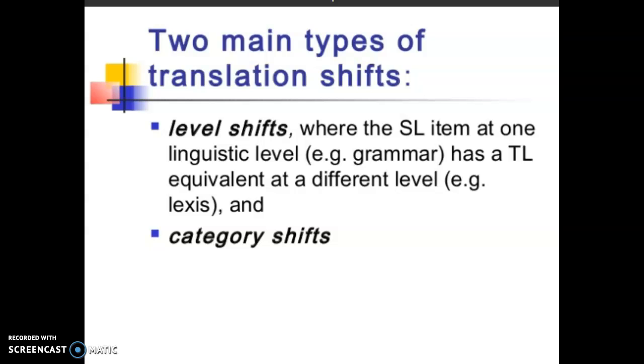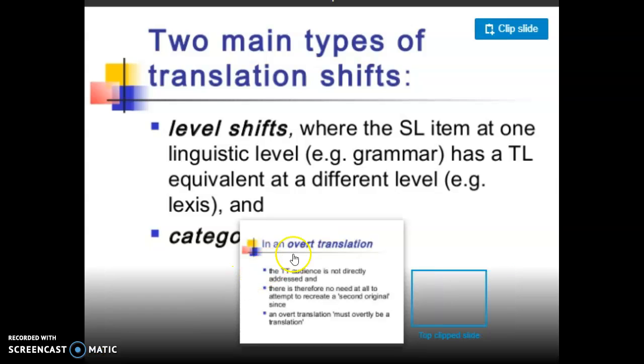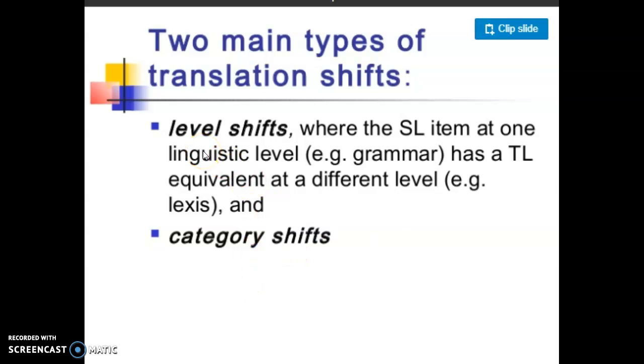Okay, you can see here the two main types of translation shifts. The first is level shifts, and the second is category shifts. Level shifts are where the source language item at one linguistic level, for example grammar, has a target language equivalent at a different level, for example lexis. And then the second type is category shifts.